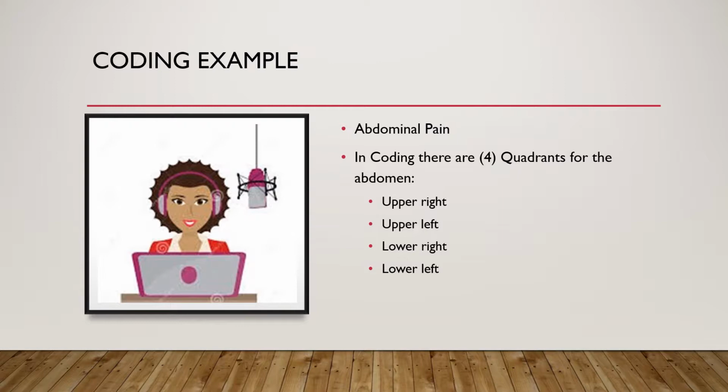So in our coding example, we're going to use abdominal pain. I like abdominal pain because it has a variety of the other specified, the other, as well as unspecified. So for those of you who are new to coding, or don't know about coding, in coding, there are 4 quadrants for the abdomen. You have your upper right, your upper left, your lower right, and your lower left. And typically, if a provider is a good documenter, he or she will specify which quadrant they're focusing on.